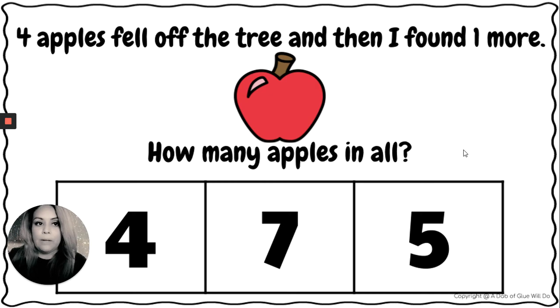Now let's break it apart, starting with the whole number. What's the whole number? 5. That's right. 5 equals 4 plus 1. Write it.